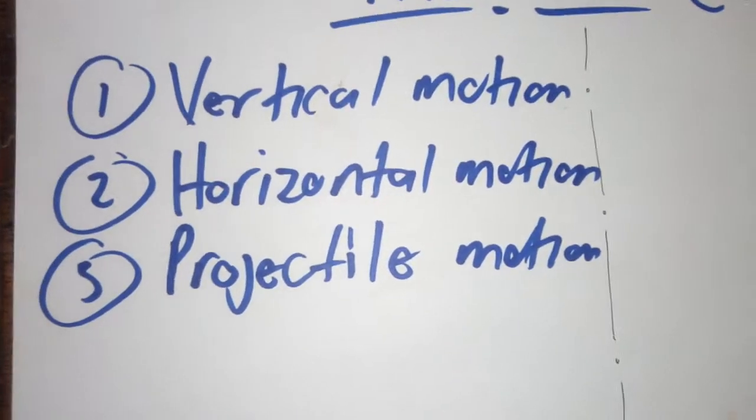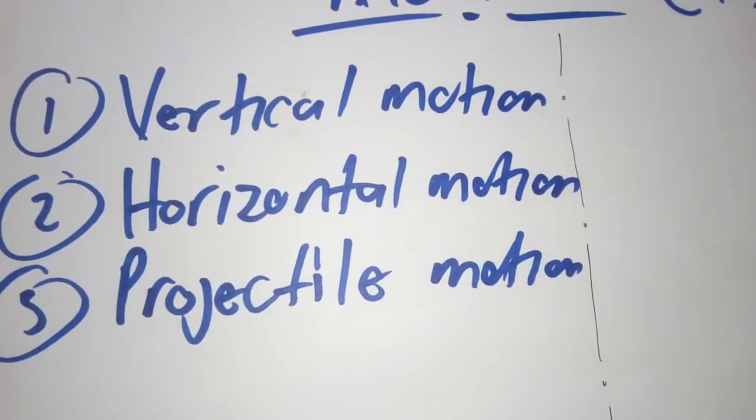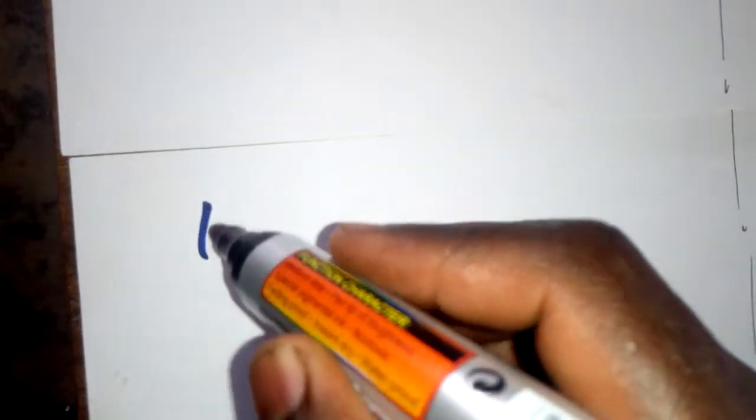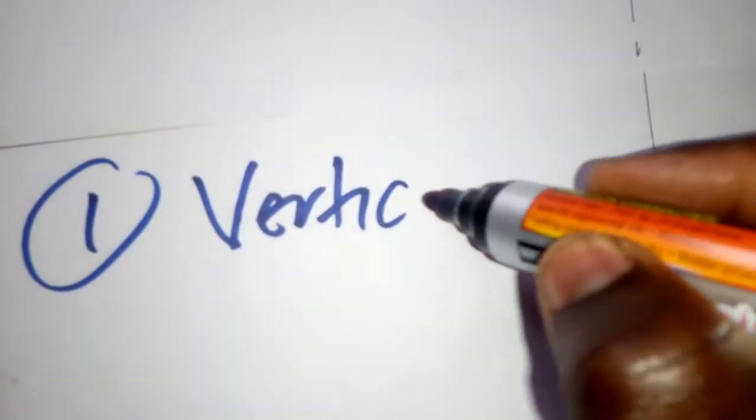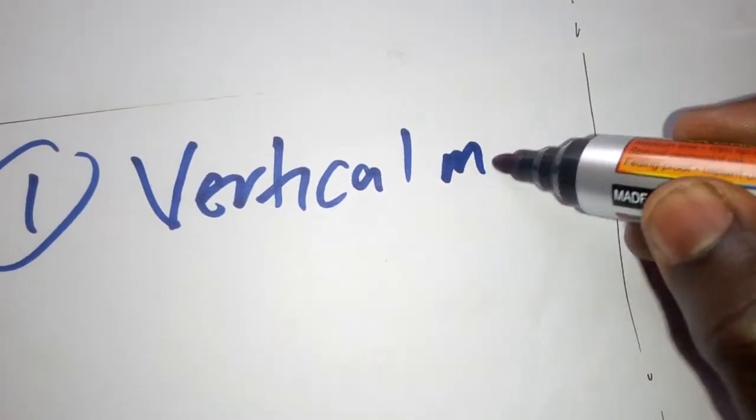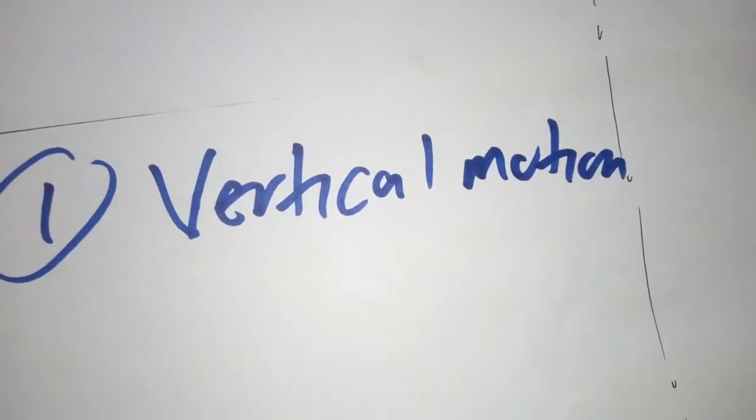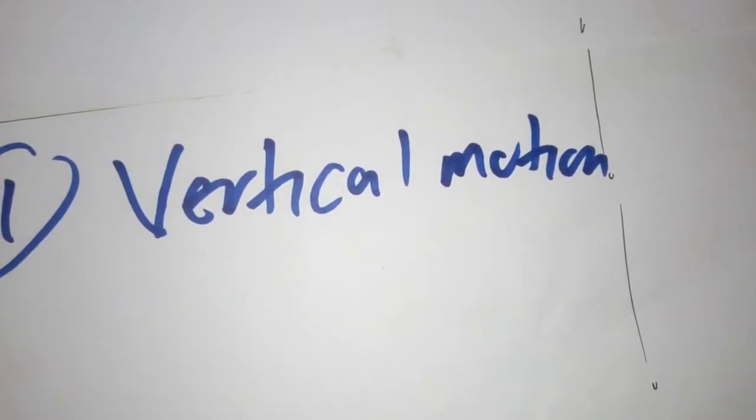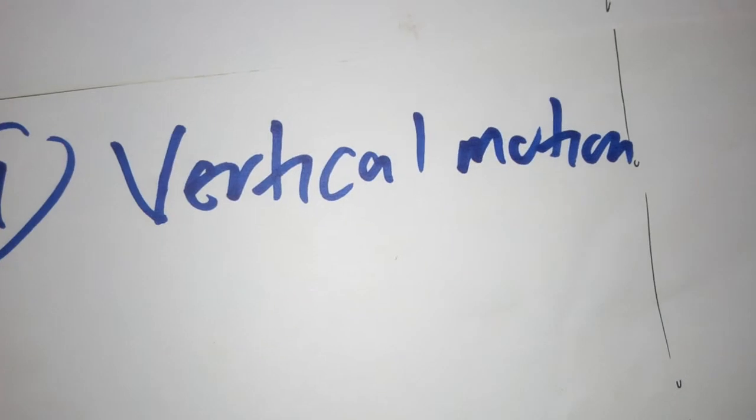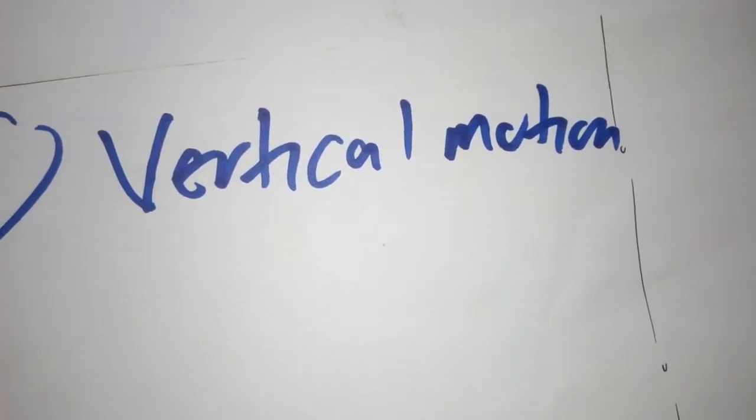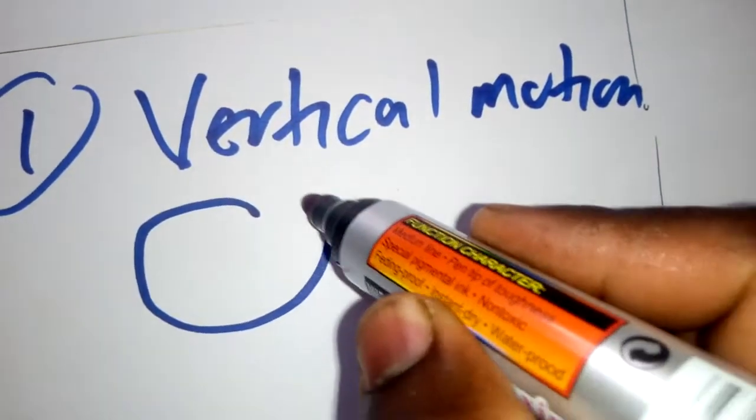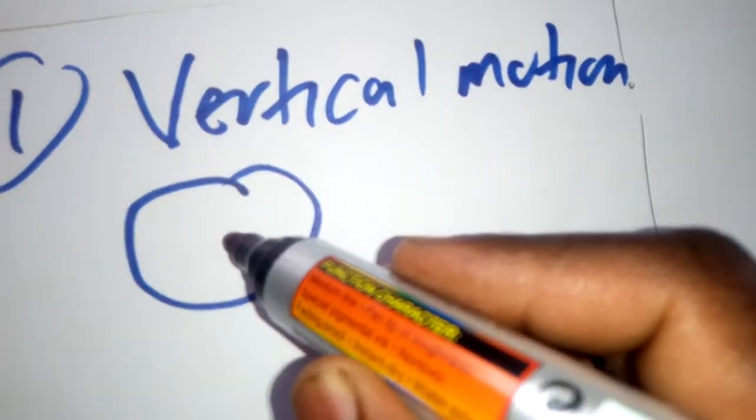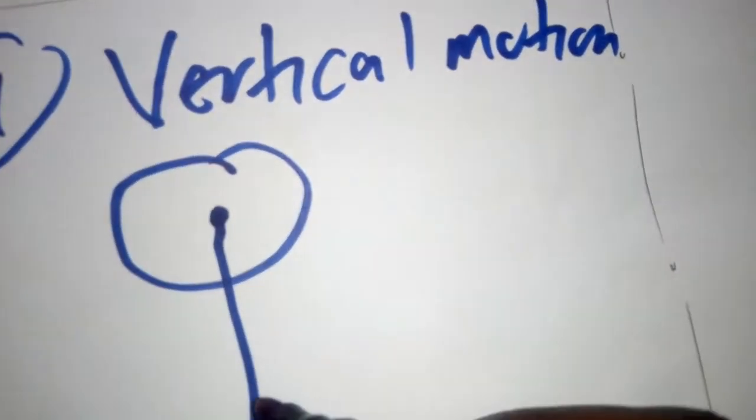When I say a vertical motion, what should you know? A vertical motion is something that moves either upwards or downwards, but in the y axis. Are we there? Now, what if I have a body which is now moving from up to down?